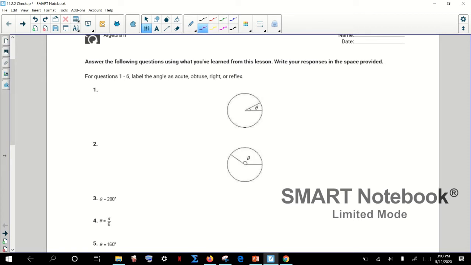So in this first part, we're labeling angles as acute, obtuse, right, or reflex. You should have heard of those first three, but a reflex angle is an angle between 180 and 360 degrees.